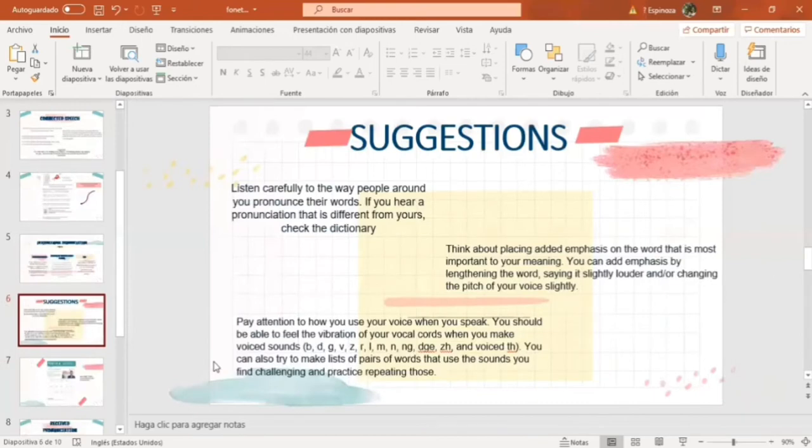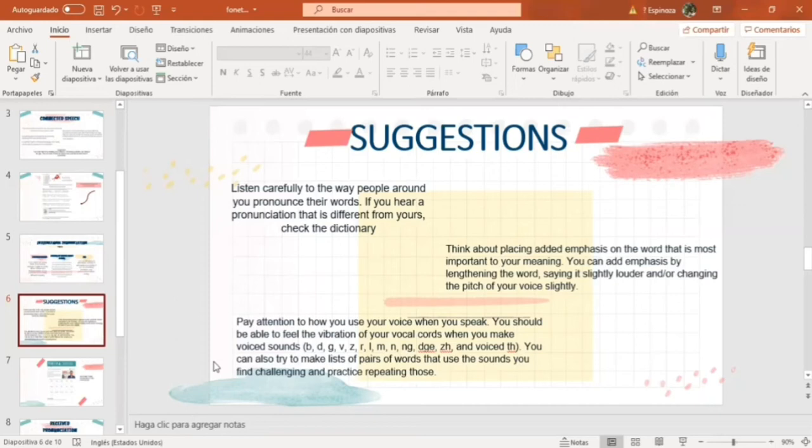The suggestions that we have are: listen carefully to the way people around you pronounce their words. If you hear a pronunciation that is different from yours, check the dictionary, because maybe he or she is wrong, or you, so you don't know, so you have to check the dictionary. The next is think about adding emphasis on the word that is the most important to your meaning. You can add emphasis by lengthening the word, saying it slightly louder, or changing the pitch of your voice slightly.